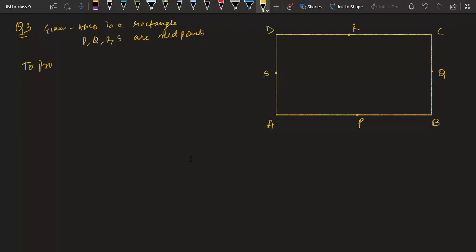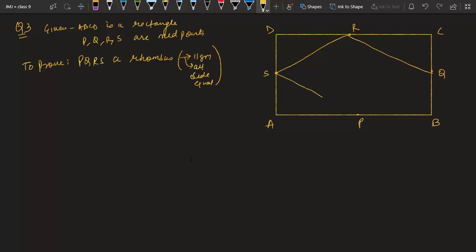So to prove PQRS a rhombus, we all know a rhombus is a parallelogram with all sides equal. So again, first step will be to prove it a parallelogram, and second step is to prove all sides equal. Now first think about the parallelogram part, and then we will see how to prove sides equal. Let's join these. If you have not tried this question on your own, I suggest you try on your own first and then only watch the solution.